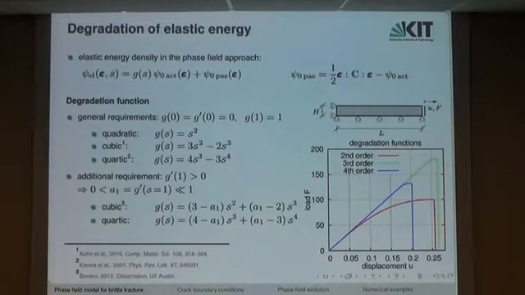A very common choice is the quadratic degradation function, and as can be seen on the right hand side in the simple example of a tensile bar, a large amount of stiffness is lost before failure occurs with the second order degradation function, and this is not typical for brittle materials. Therefore, the choice of a higher order degradation function is more suitable. However, we propose a slight modification by taking an additional requirement into account with a small parameter A1 in order to circumvent numerical difficulties.